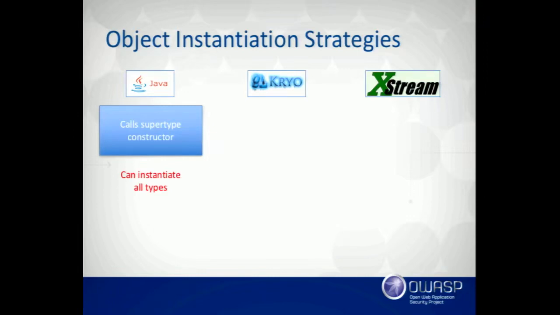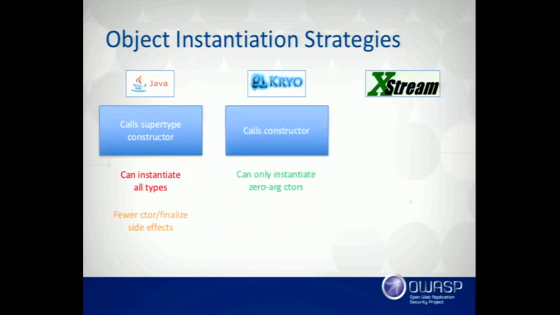Because it's not explicitly invoking constructors, though, there's less direct side effects from Java. So Kryo, as we saw, calls the constructor. So it limits the immediate size of the gadget pool a little bit because you can only instantiate objects that have zero argument constructors. But it has the benefit to the attacker that you can use those constructors to cause side effects.